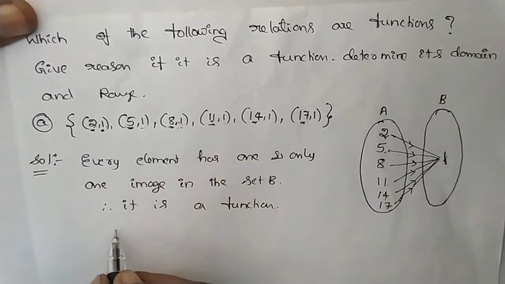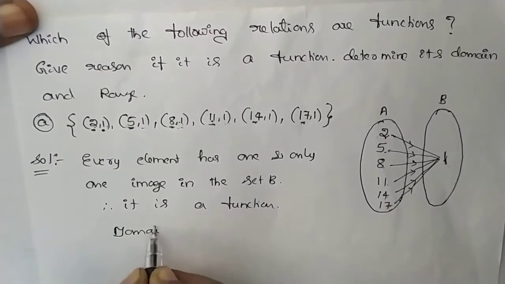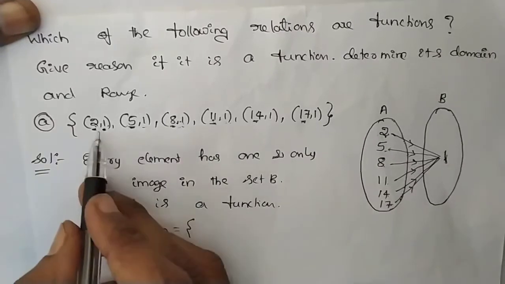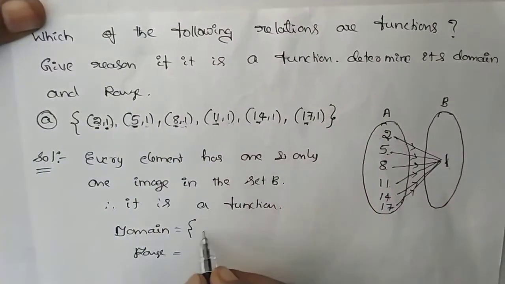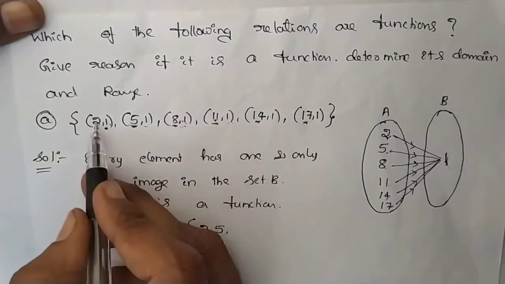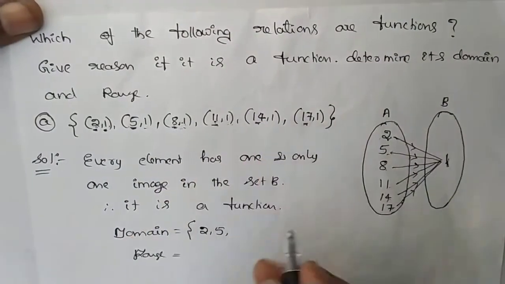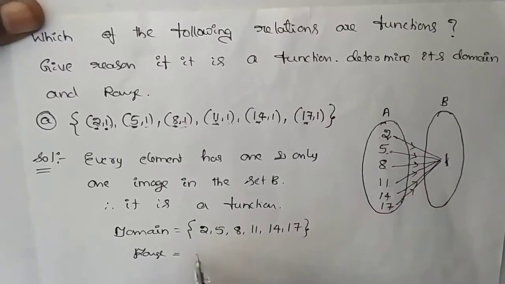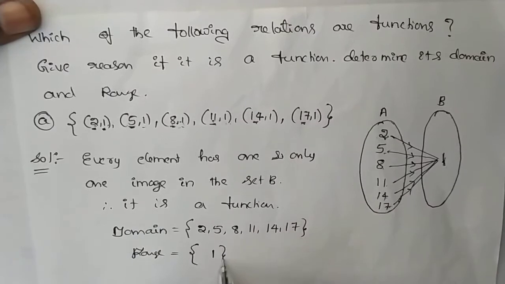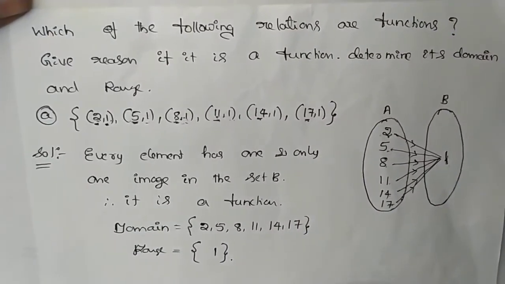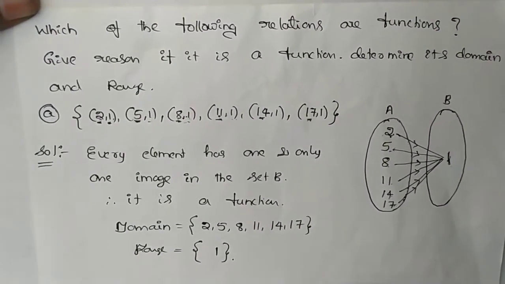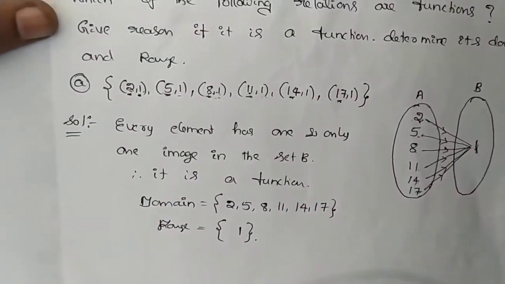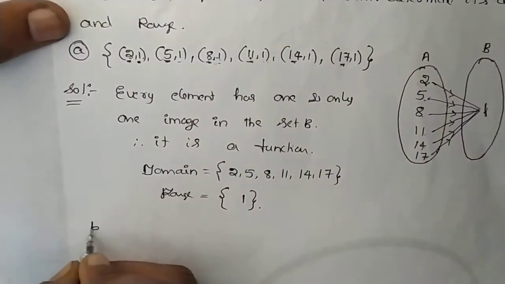What about the domain and range? Domain will be the set of all first elements of the ordered pairs: 2, 5, 8, 11, 14 and 17. Range is what? Only 1. Therefore, this is the domain and range for the relation (2,1), (5,1), (8,1), (11,1), (14,1), (17,1).